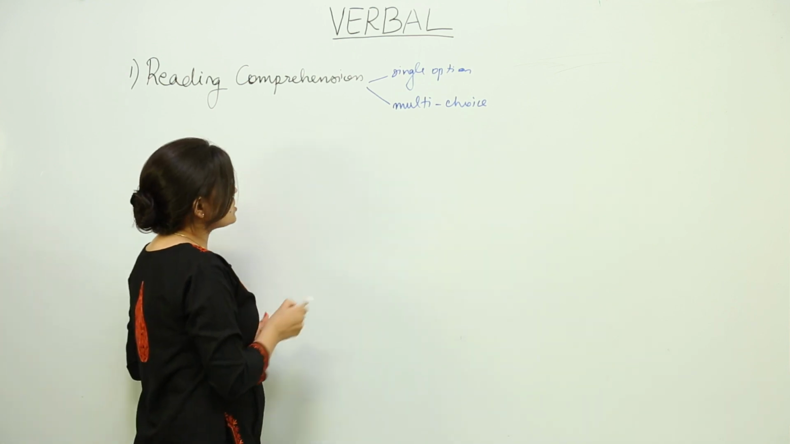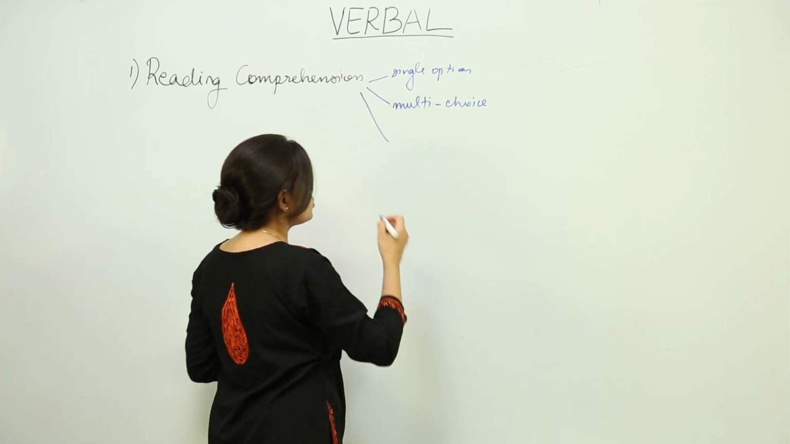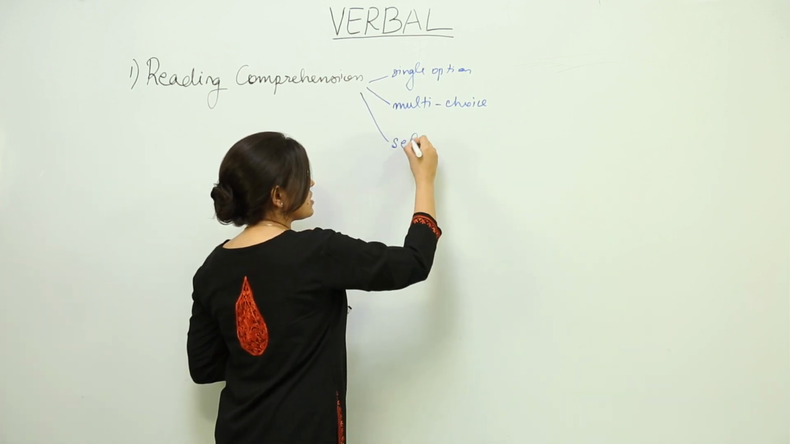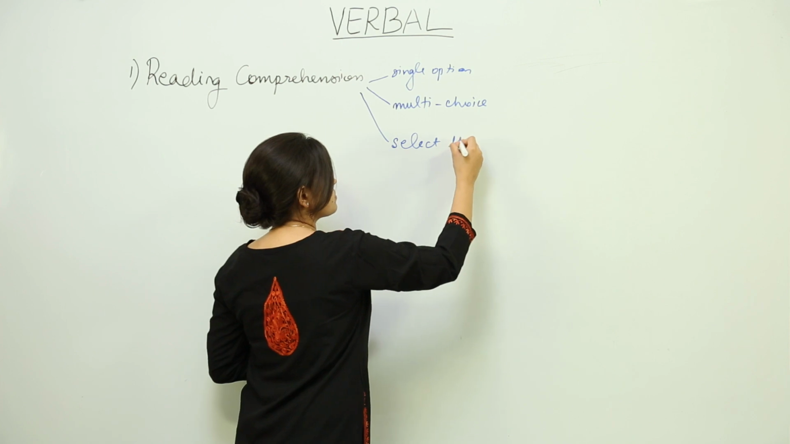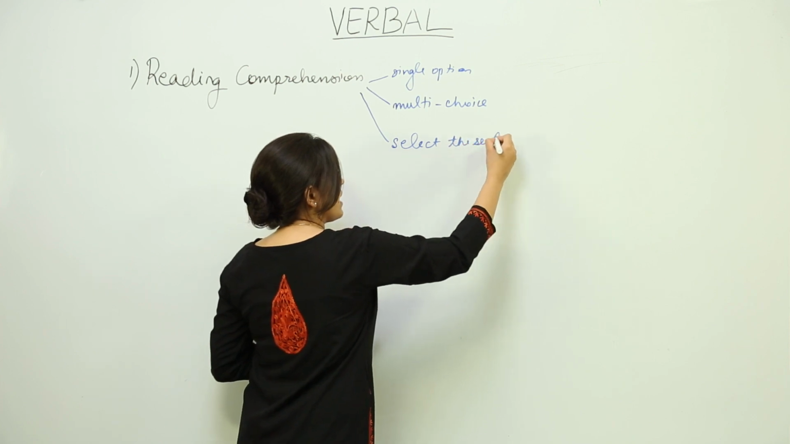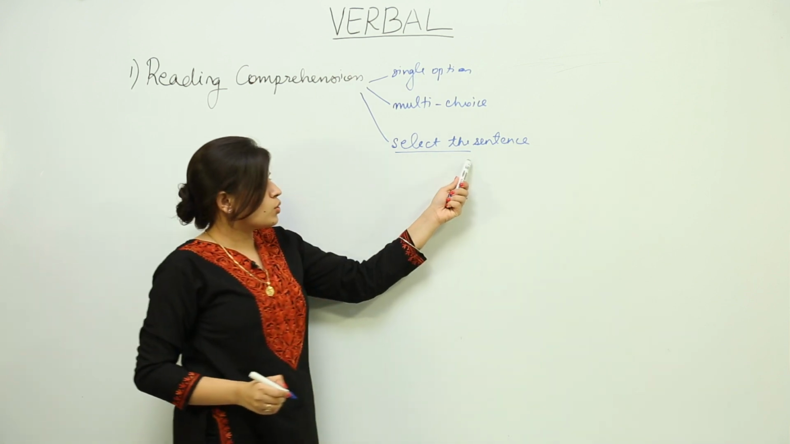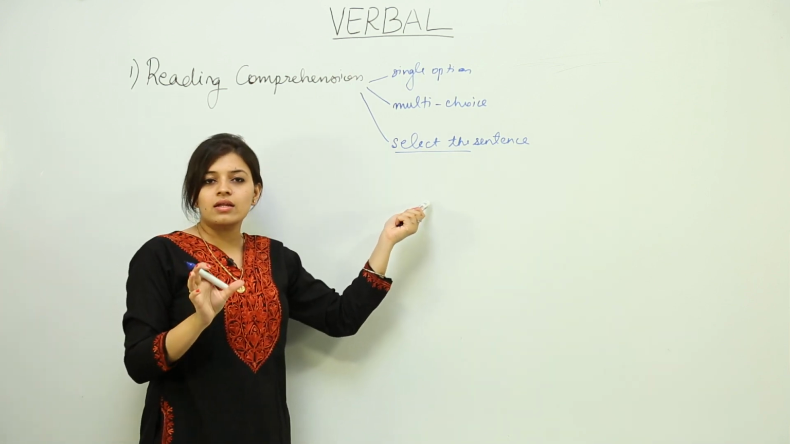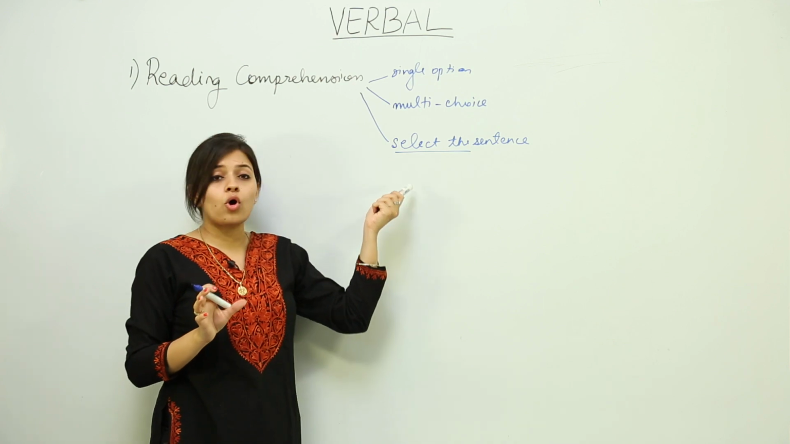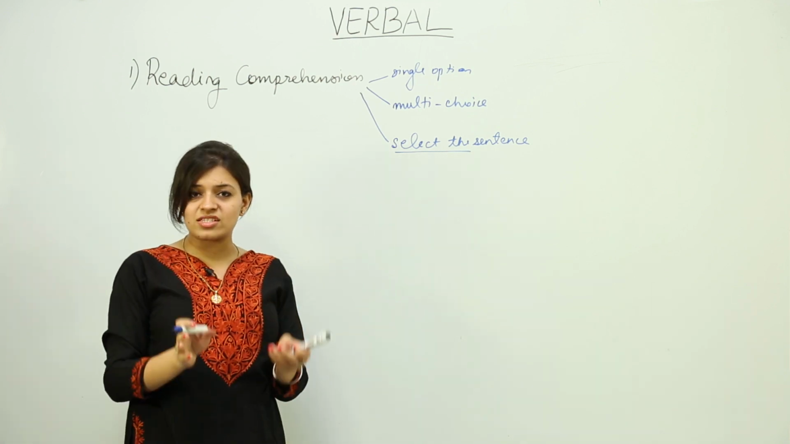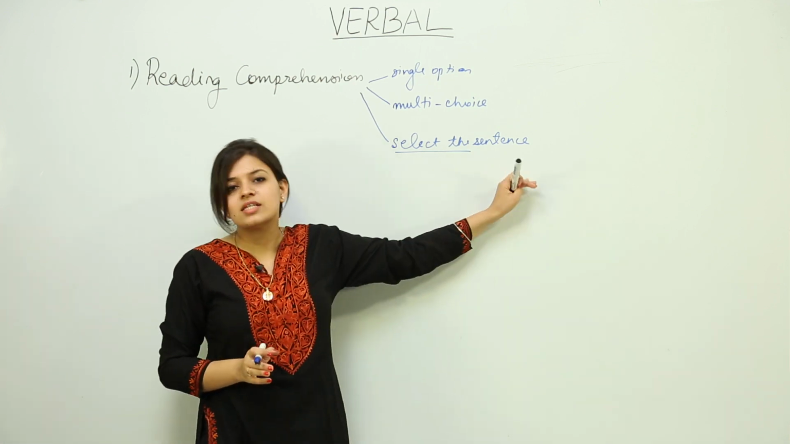The third type of question is a different type of question that comes only in the GRE paper. It is select the sentence. Now what is meant by select the sentence? In this type of question, you will have a question and then the question will prompt you to select a sentence from the passage itself which will answer this question.